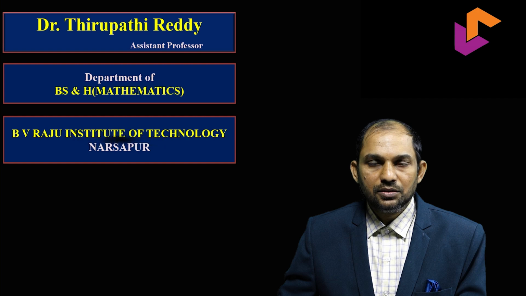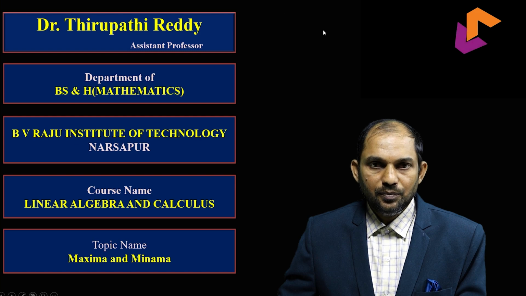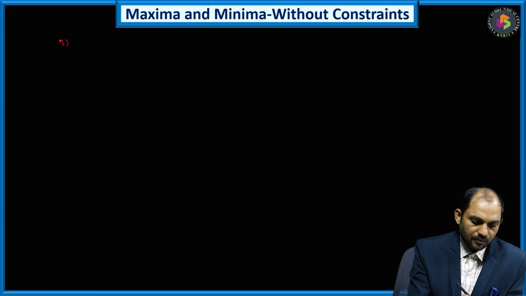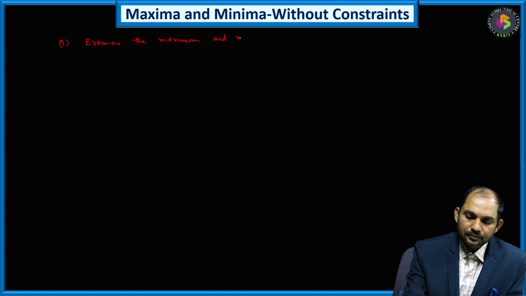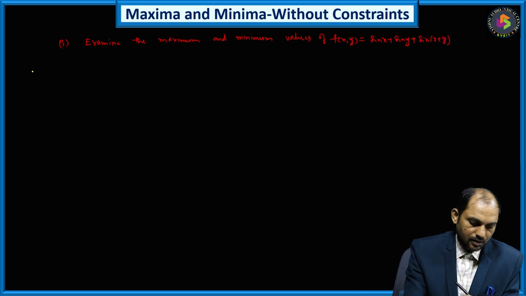In this linear algebra and calculus course, today we are going to see the third example on maxima and minima without constraints. Let us take the problem statement. Examine the maximum and minimum values of f of x comma y is equal to sin x plus sin y plus sin of x plus y. Now let us see the solution of this problem.